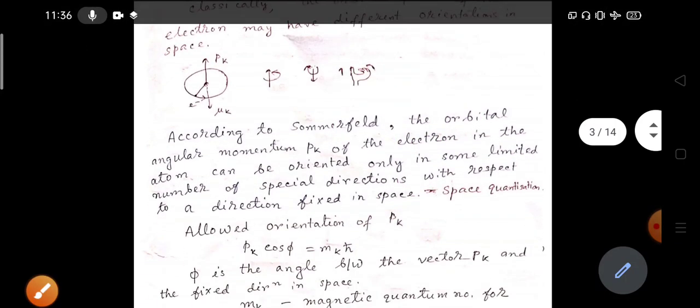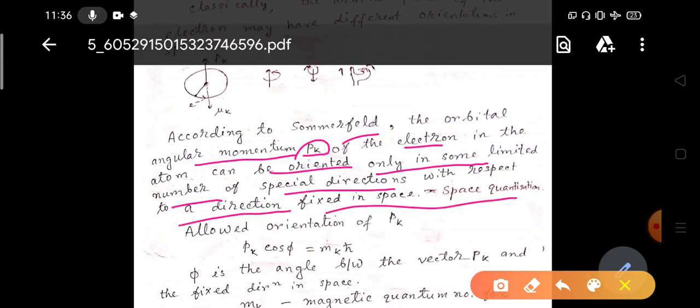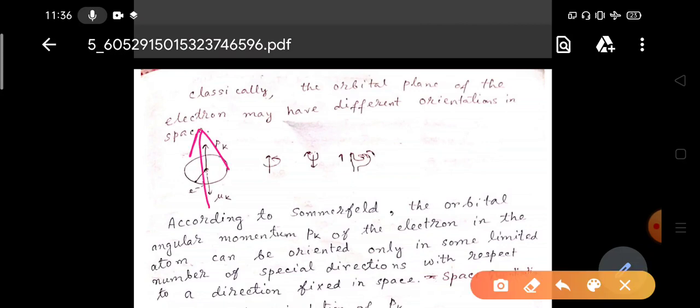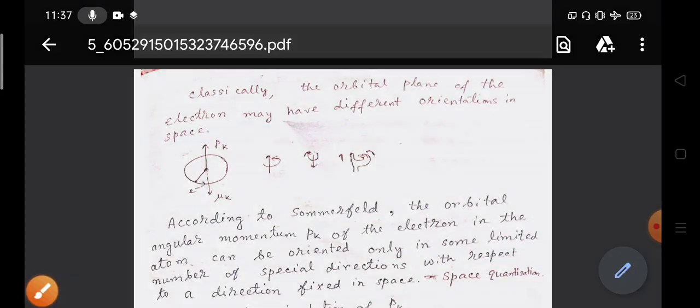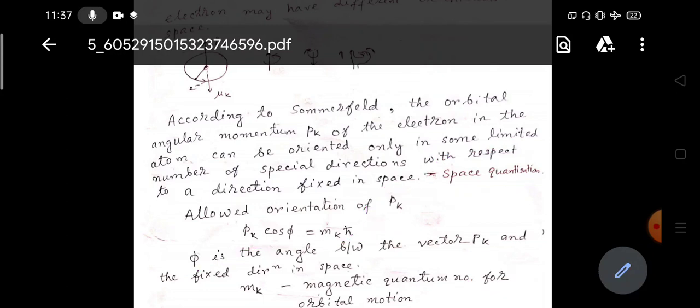That is the logic behind Sommerfeld's idea: according to Sommerfeld, the orbital angular momentum pk of the electron in the atom cannot be oriented in a random direction. It can be oriented only in a limited number of spatial directions with respect to a direction that is fixed in space. The plane of the electronic motion should be confined to some fixed directions, not random, and this is called space quantization. The allowed orientation of pk is pk cos phi equals mk times h cross, where phi is the angle between the vector pk and the fixed direction in space.